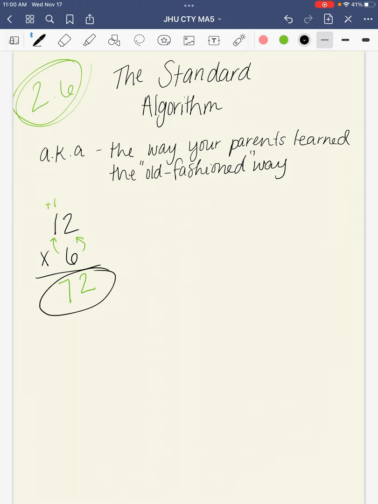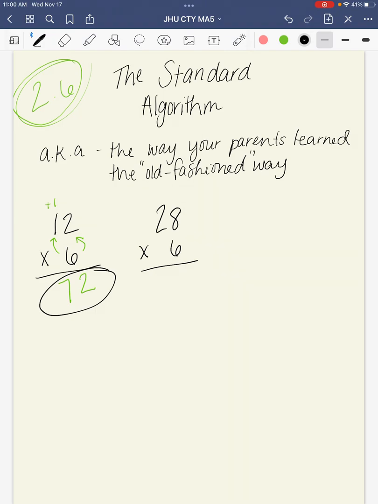Now let's try one that we haven't seen before, or one that you probably don't know off the top of your head just by looking at the numbers. Let's try 28 times 6. Keep the 6 in for us.